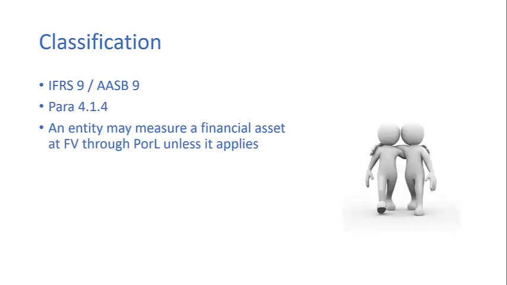The classification is much more straightforward in relation to derivatives. And if you look at 4.1.4, it says that an entity shall classify or shall measure all financial assets at fair value through the profit or loss, unless some exceptions are met. These are not applicable for derivatives. So none of the exceptions are applicable for derivatives, so therefore all derivatives which are assets must be recognisable at fair value, must be classified as fair value through the profit or loss.